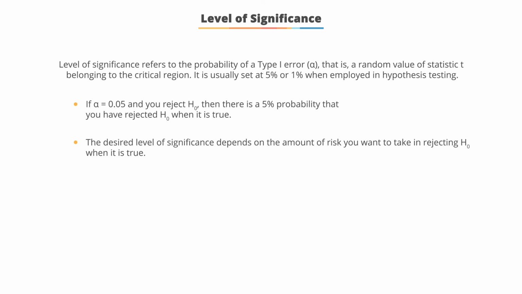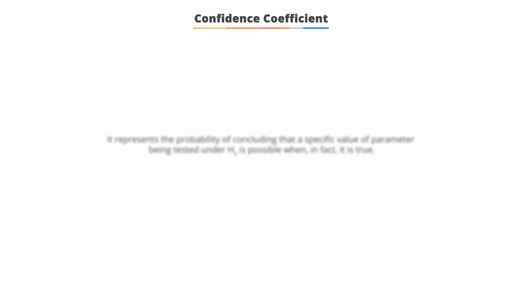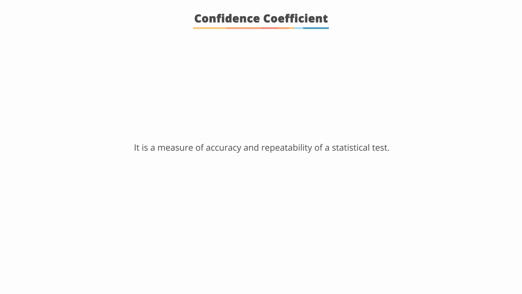The desired level of significance depends on the amount of risk you want to take in rejecting the null when it's actually true. And we also have this confidence coefficient. It's the complement of the probability of a type 1 error, 1 minus alpha, and that yields the confidence level when multiplied by 100%. It represents the probability of concluding that a specific value of the parameter being tested under the null is possible when in fact it's true. And this in itself is a measure of the accuracy and repeatability of a statistical test.